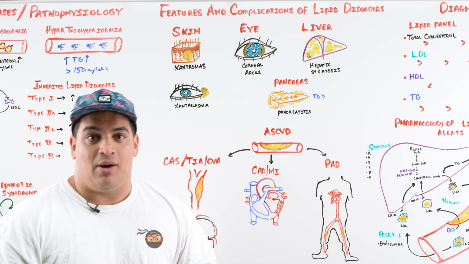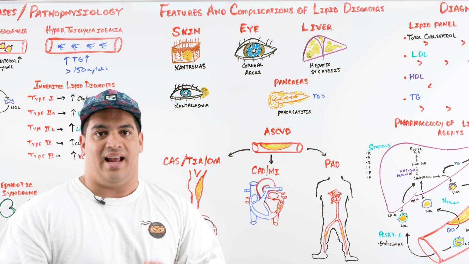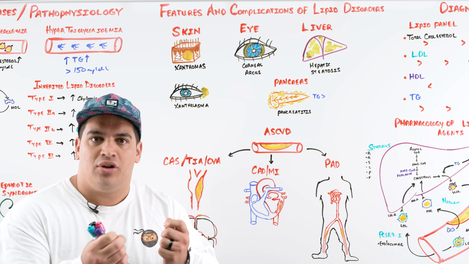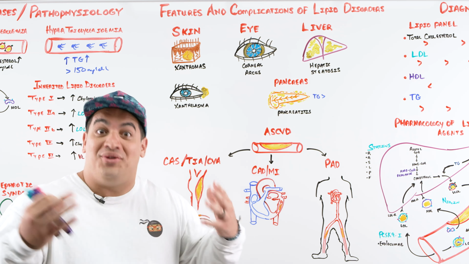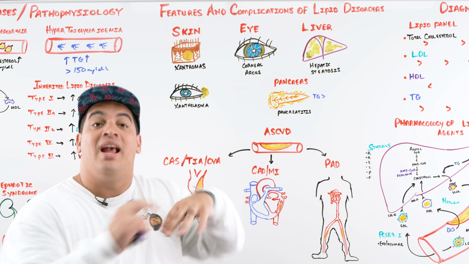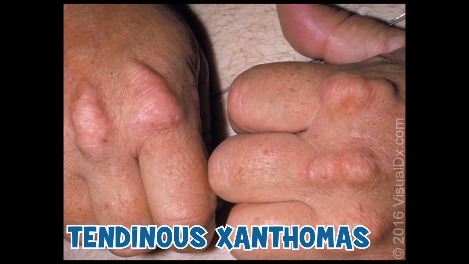All right, the other one that I want you guys to remember is something called a tendinous xanthoma. So tendinous xanthomas are these kind of like firm, nodular types of appearances that can appear on tendons. What tendons are the most common? The extensor tendons of the hand and the Achilles tendon. They look like this.